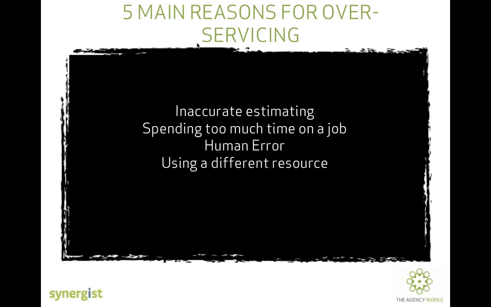It may be that you've estimated for a senior to complete a particular task within a job, but a junior has actually carried that job out. Now, this may equalize itself slightly due to the cost and the charge, but the capacity plans, again, are going to be off because the junior may take longer than the senior. So when estimating, you also need to consider different resource, because this could be a reason for over-servicing.